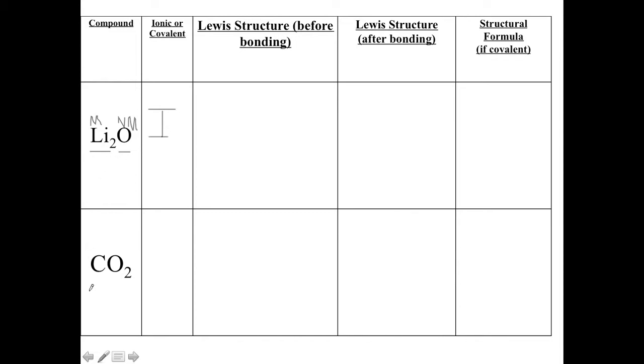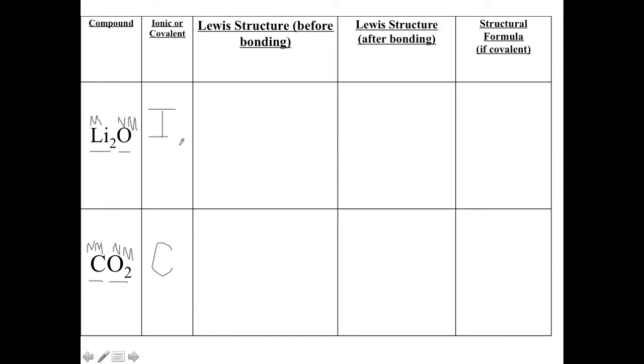So let's look at my next example. C and O2. C is a non-metal, and O is a non-metal. So I have two non-metals. So if I have two non-metals, I have a covalent compound. So next step, draw the Lewis structures.